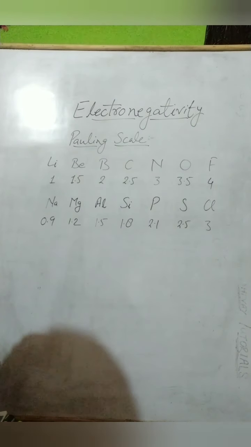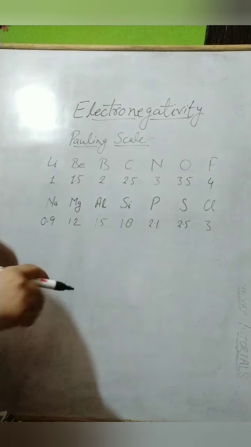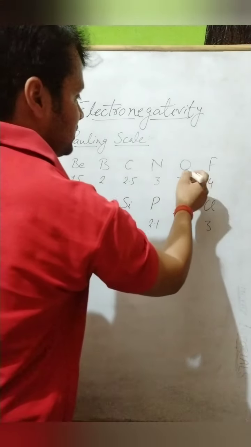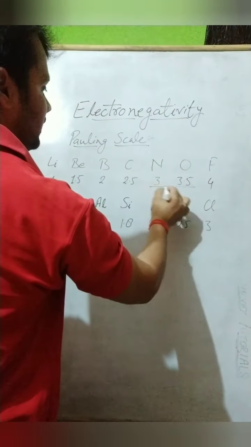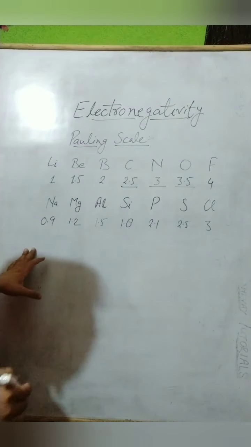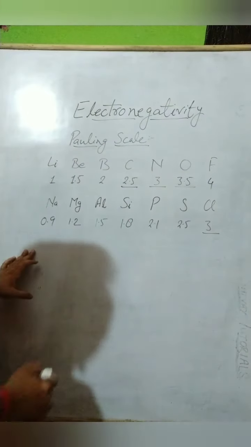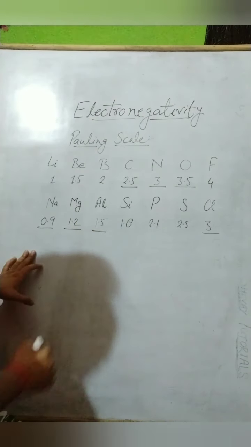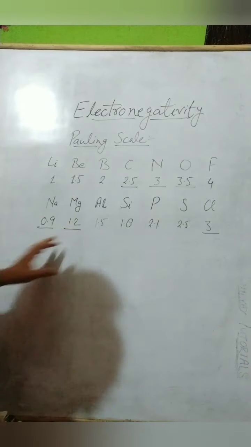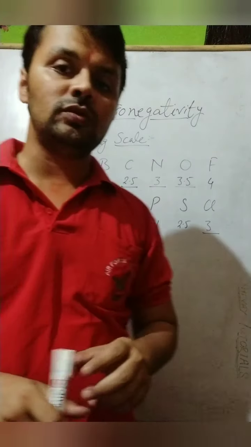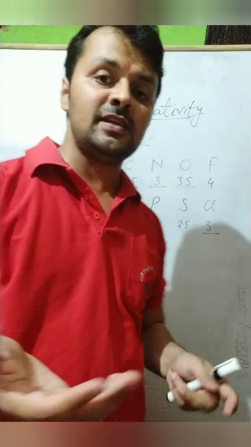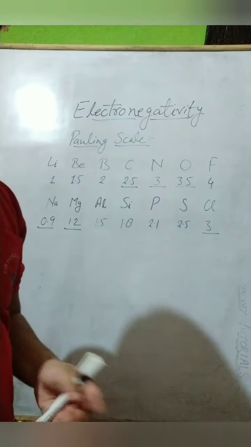Out of this, I consider that if you learn the values of a few elements, it will be easy. The elements which are used mostly are oxygen, nitrogen, carbon, chlorine, sodium, magnesium, aluminium. Aluminium, if you don't consider, doesn't matter. Some values are there, some atoms are there. If you learn these values, then it would be easy for your further studies in this chapter or the topics.